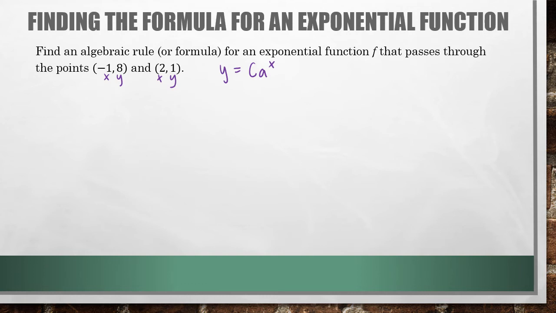So if I set up these points, we would get 8 equals c a to the -1. And in the second one, I would get 1 equals c a squared. So there's a couple different methods you can use to solve these. I'm going to show you the method that I have found students prefer the most, and that's the division method. So what we're going to do is we know that these are both two equal statements, so we're going to actually divide them.